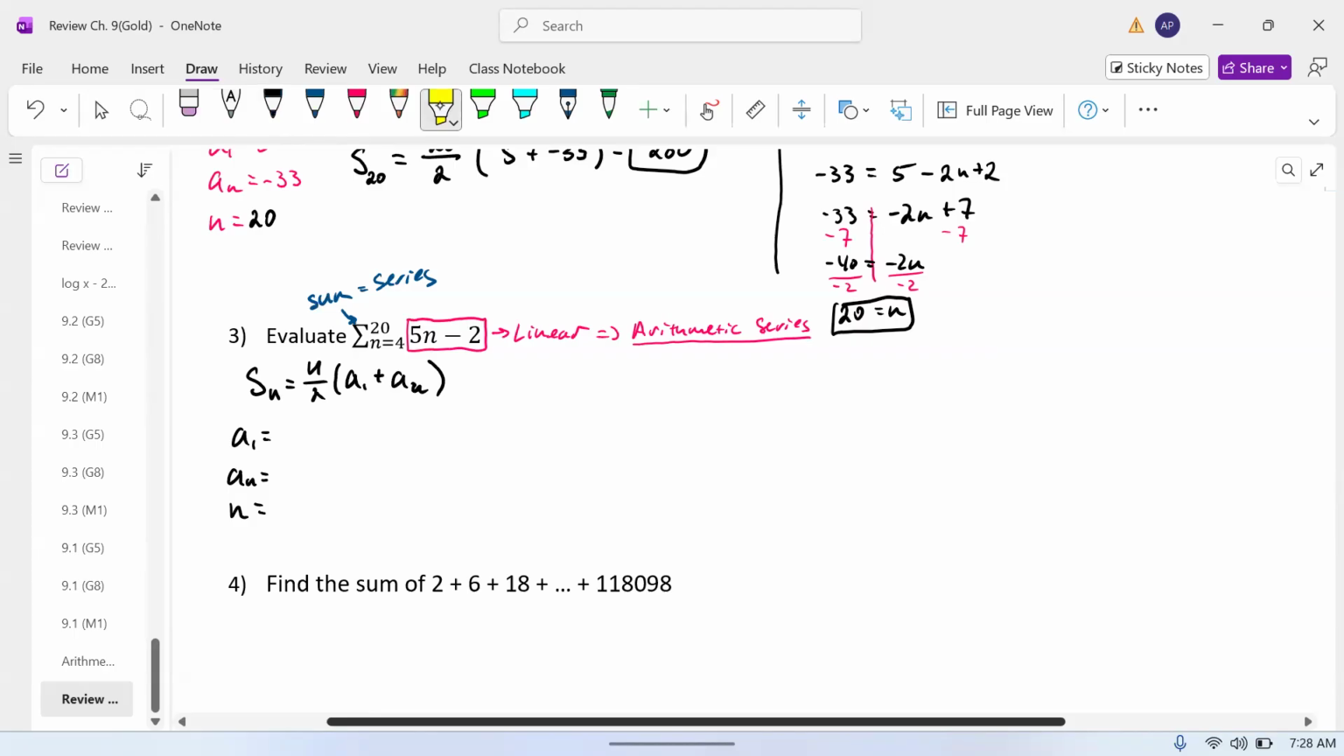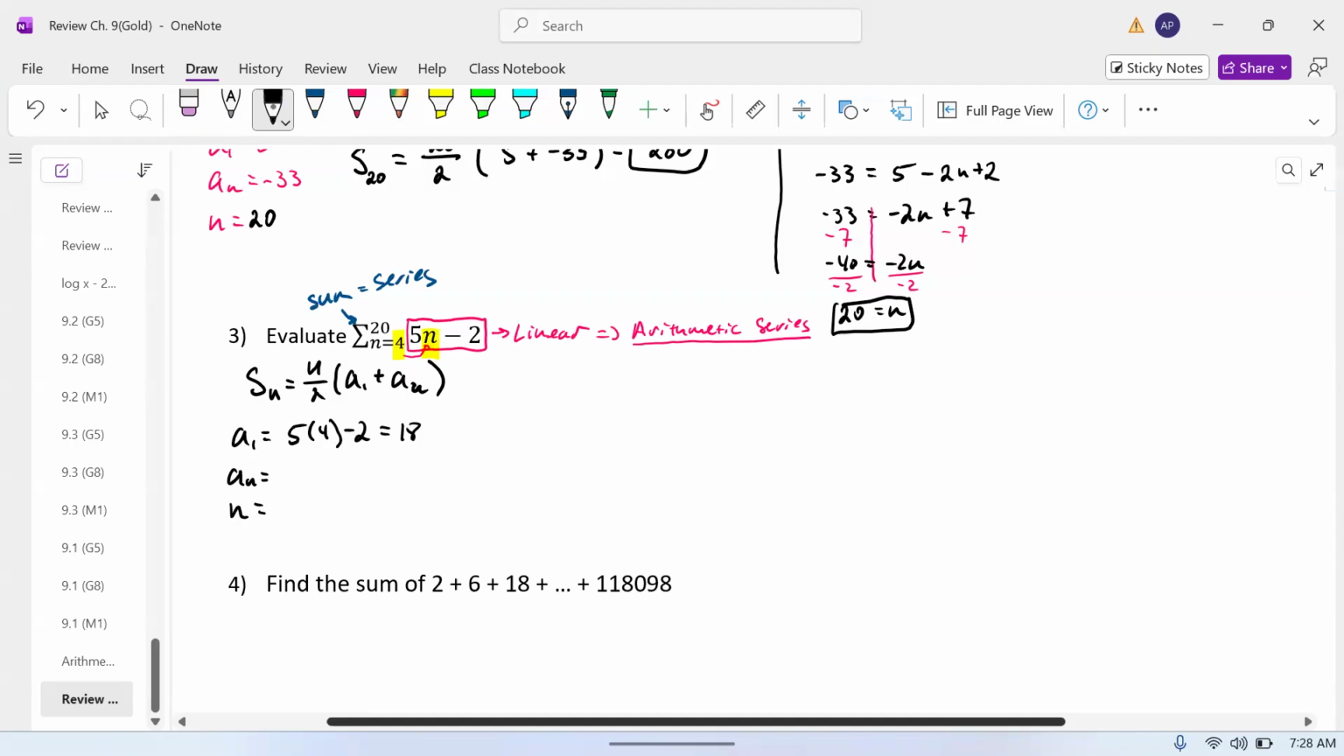Now, the first term always happens when we take the bottom number, so n equals 4 in this case, and we substitute it for n. So your first term would be 5 times 4 minus 2. So notice, very importantly, this number right here is not 1, it is whatever we start with. So in this case, we're starting with 4. Okay, so you calculate this, so it's 20 minus 2 is 18.